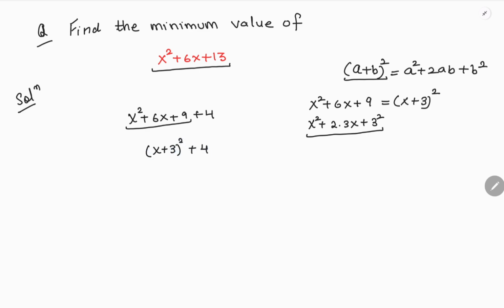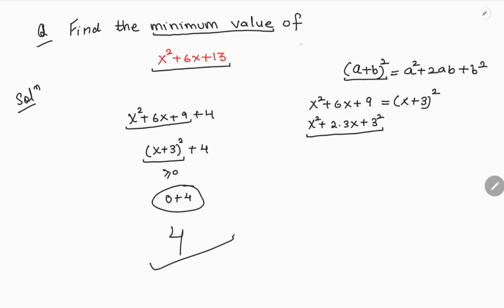Now look at our question again. Our question was that we need to find the minimum value. Okay. Now we know this thing will always be greater than or equal to 0, right? If this is always greater than or equal to 0, that means the minimum value of this is 0. And this will always be 4. You cannot change this. So the minimum value of this whole thing will be 4. Okay. So our answer is 4.